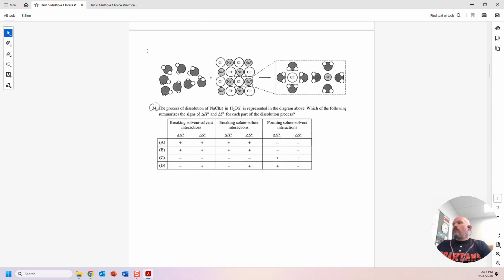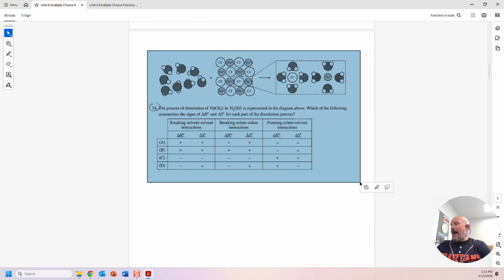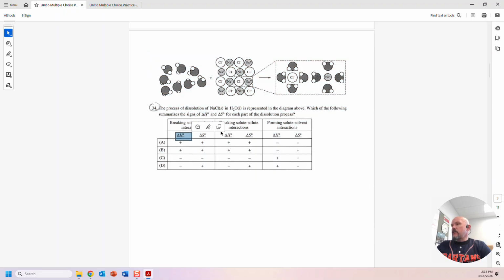We've talked about this question a lot throughout the year, but only in terms of delta H. We should understand that we're breaking solvent-solvent attractions and breaking solute-solute attractions. What are we breaking? The hydrogen bonding in the water in this case. We're breaking the ionic bond here. Axing is taxing. So we know that the delta H for this should be positive. The delta H of that should be positive. Breaking bonds requires energy.